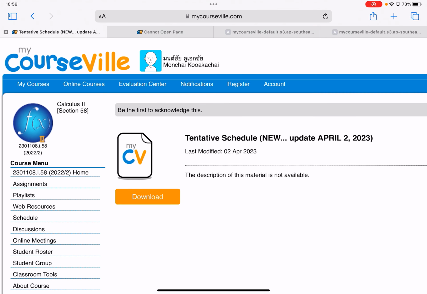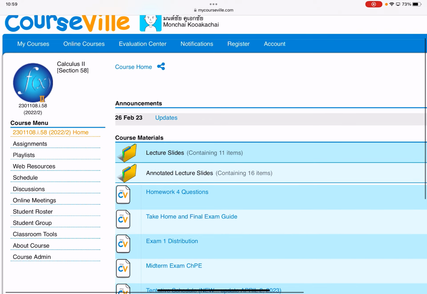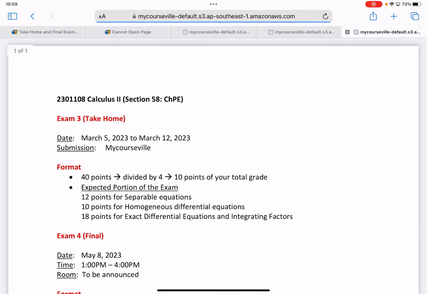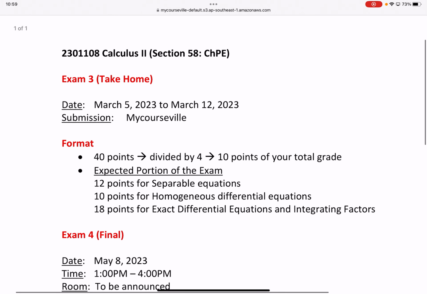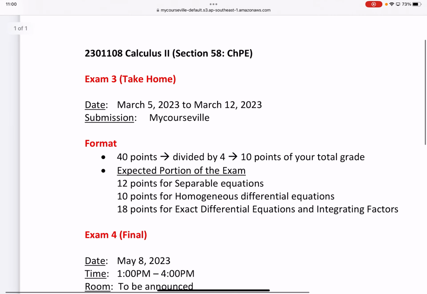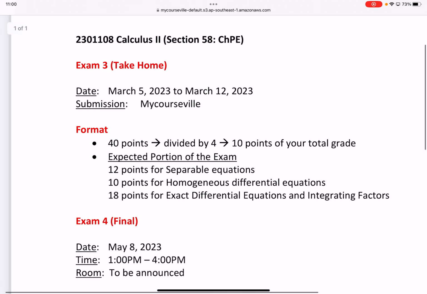Taking a look at the guideline for the take-home exam here. The take-home exam starts from this Wednesday up to next Wednesday. There are 40 points on the take-home exam. We're going to divide it by 4 and give you 10 points of your total grade. The expected portion is separable equations for 12 points, 10 points on homogeneous differential equations, and about 18 points on exact differential equations and integrating factors.